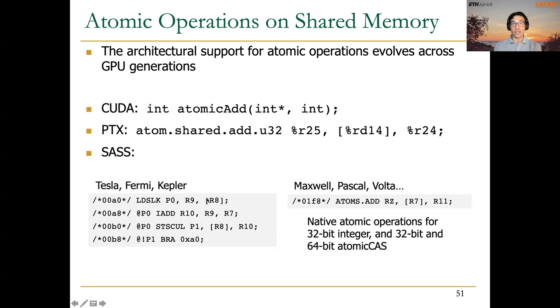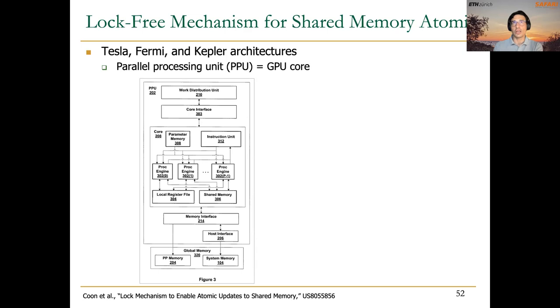As I mentioned before, in Tesla, Fermi, and Kepler architecture, there was this loop that we are going to discuss in detail. As you see, it requires four instructions, and there is actually a branch instruction here. What that means is that this loop might be executed several times, and as a result, we may have cases where the latency is pretty high, as we will see, because we did some microbenchmarking. Since Maxwell, we have native atomic operations in shared memory, at least for certain data types and operations. But let's first talk about this lock-free mechanism for shared memory atomics that existed from Tesla to Kepler architectures.